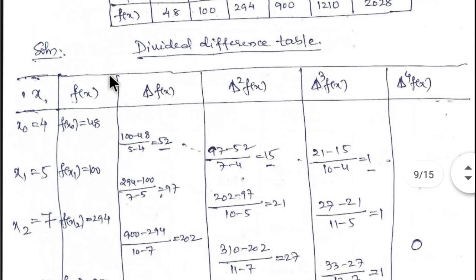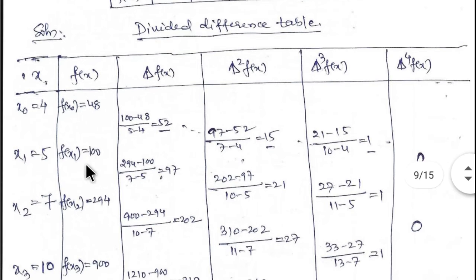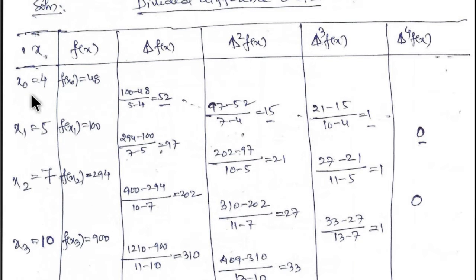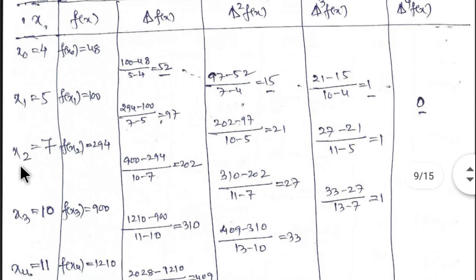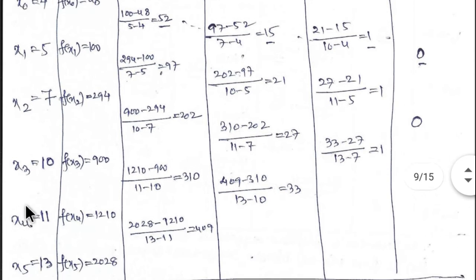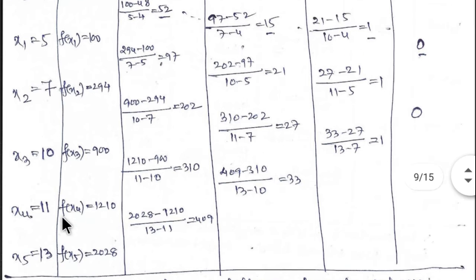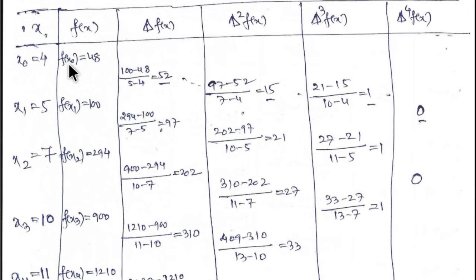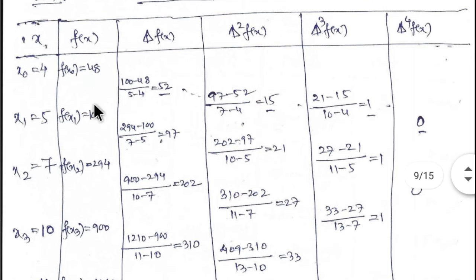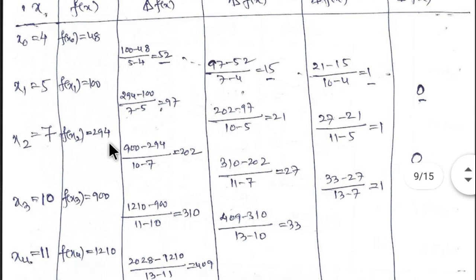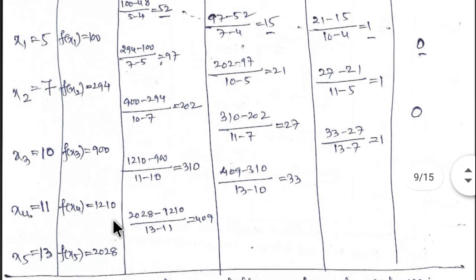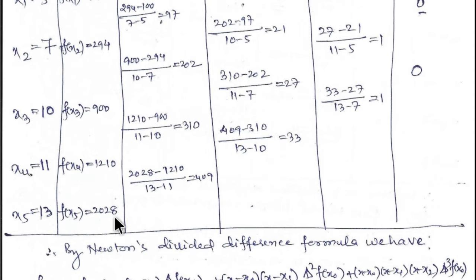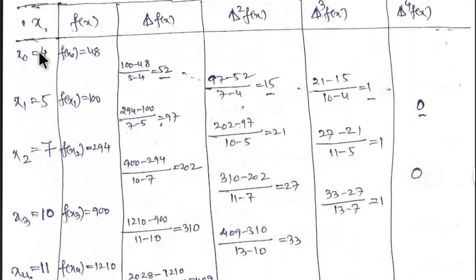Write x values in the vertical form. These are the arguments and entries. x naught equals 4, x1 equals 5, x2 equals 7, x3 equals 10, x4 equals 11, x5 equals 13. Similarly, f of x naught is 48, f of x1 is 100, f of x2 is 294, f of x3 is 900, f of x4 equals 1210, and f of x5 is 2028. These are the argument and entry values.